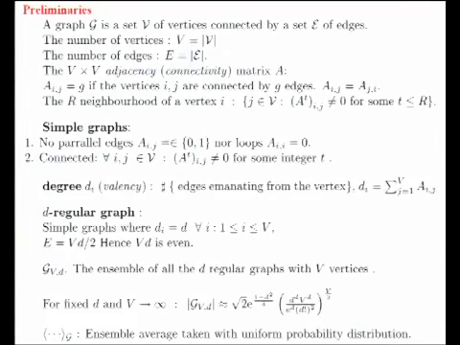So to start at the start, we need a little bit of preliminaries. So I'm going to use graphs, which I consider as a set of V vertices connected by a set of E edges. The number of vertices will be capital V. The number of edges will be capital E. And everything is described in terms of the adjacency matrix A, which equals G if I and J are vertices which are connected by G edges, and it is a symmetric matrix.